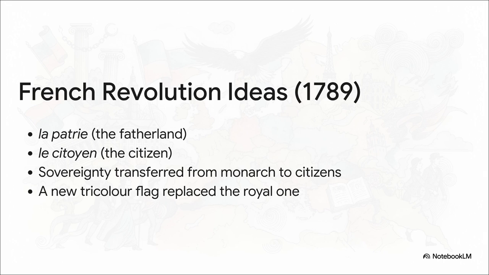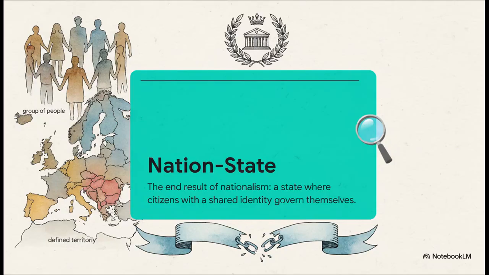All of a sudden, the idea was that the country belonged to its people, not to the king. Power, sovereignty, it shifted from just one person, the monarch, to all the citizens. And that famous tricolor flag, that became the symbol of this brand new French nation. And this whole revolution gave birth to the goal that would define the entire next century, the creation of the nation-state. This was the ultimate prize, a place where a group of people with a shared identity, a common language, culture, and history, could actually govern themselves inside their own territory. This was the dream of nationalism made real.